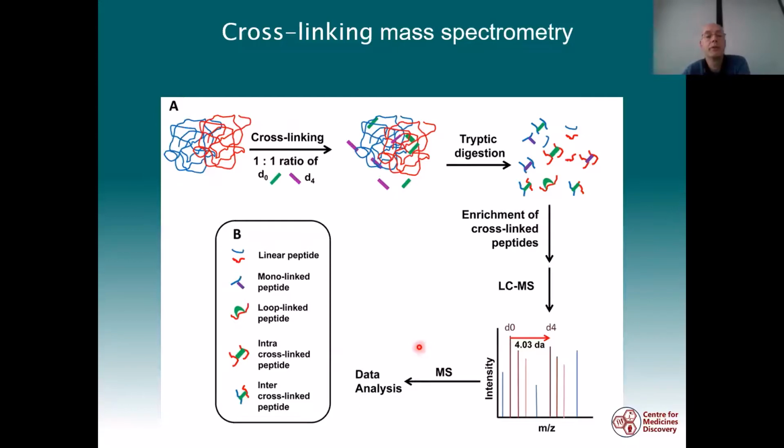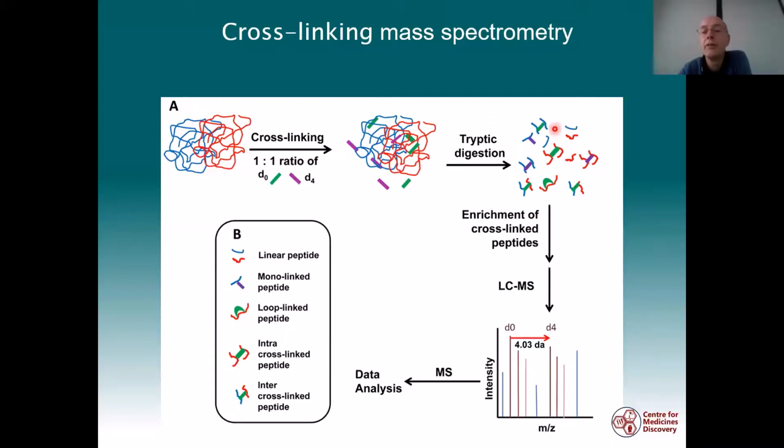So this is how it works. This is our protein-protein interaction. We've got two partners, blue and red, in the ratio of 1 to 1, and we have our cross-linking reagent. We can have a light cross-linker. We can also have a deuterated or heavy cross-linker, and they will react with our complex. We then subject the complex to tryptic digestion, and you can see we have a range of different fragments.